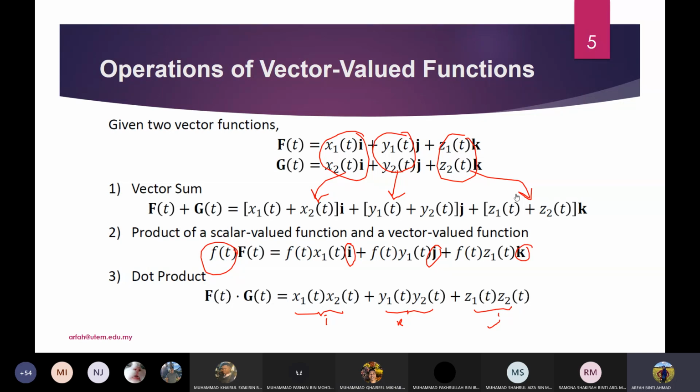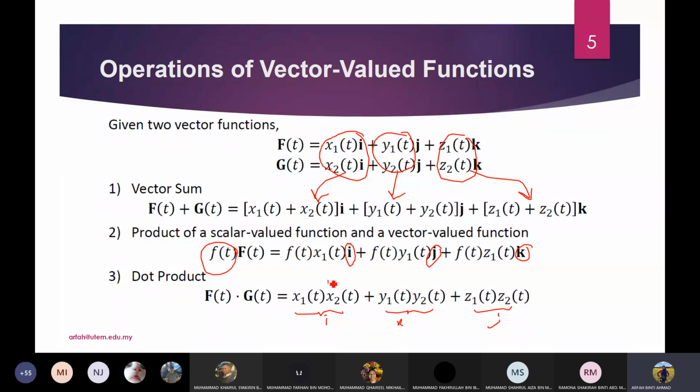Yes, itu betul. Dia jadi scalar. I darab I jadi I kuasa 2. I kuasa 2 akan sama dengan 1. Okay? Sebab tu hilangnya komponen I, J dan juga K dalam vector function. Okay? So, ada orang chat. Yes, betul. Nur Aisyah, jawapan dia I darab I akan sama dengan J darab J akan sama dengan K darab K akan sama dengan 1. Jawapan Nur Aisyah dekat chat betul.